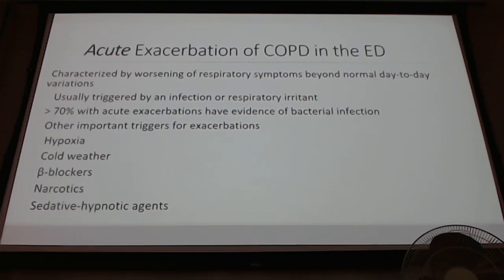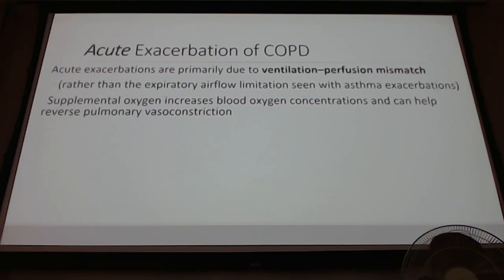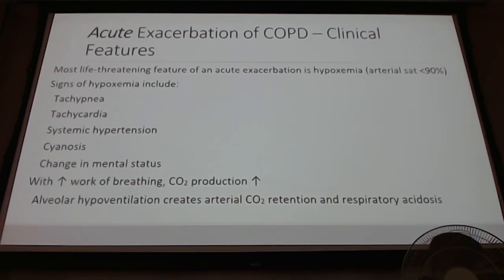Sometimes cold weather can cause it, narcotics, sedatives, so we want to consider all those during our evaluation for the acute exacerbation. But we have that expiratory airflow limitation, which we also see in asthmatics. And that's typically the cause of this ventilation perfusion mismatch in these patients. So we want to give them some oxygen to help reverse that, but we don't want to give them too much. Usually a nasal cannula is appropriate, and like 2 liters, depending on what they're using at home before this. And then what we worry about is that hypoxemia.